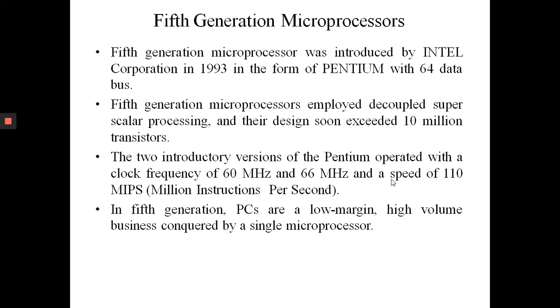Fifth generation microprocessors employed decoupled superscalar processing, and their design soon exceeded 10 million transistors. The two introductory versions of Pentium operate with a clock frequency of 60 MHz and 66 MHz and a speed of 110 million instructions per second. In the fifth generation, PCs are a low margin, high volume market, conquered by a single microprocessor.